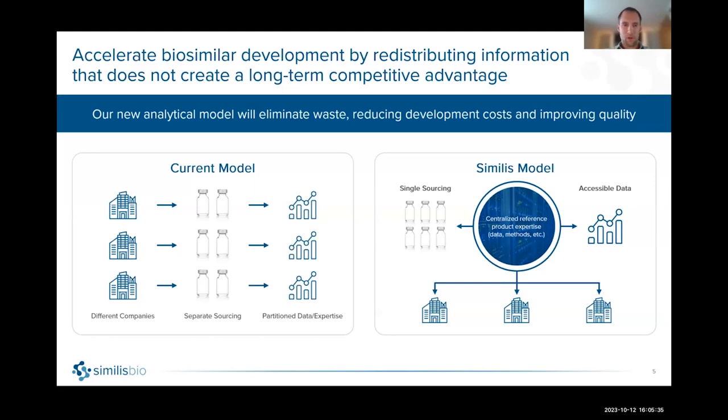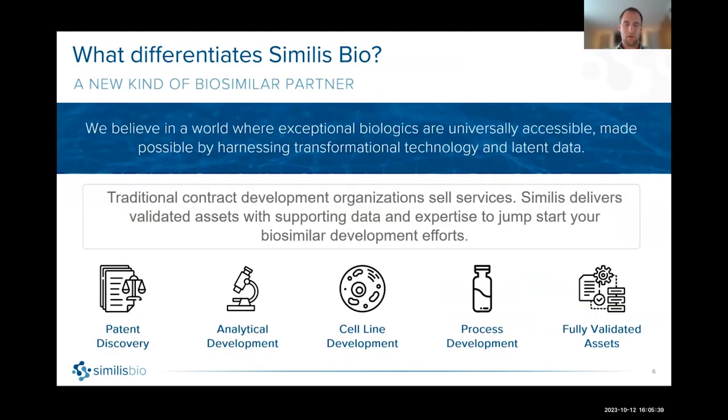So that was where we started, very much an analytical origin for Similis Bio. The scope of what we do quickly grew because there are many other components that go into the decision-making process in terms of what programs we're going to target. So patent discovery came up.